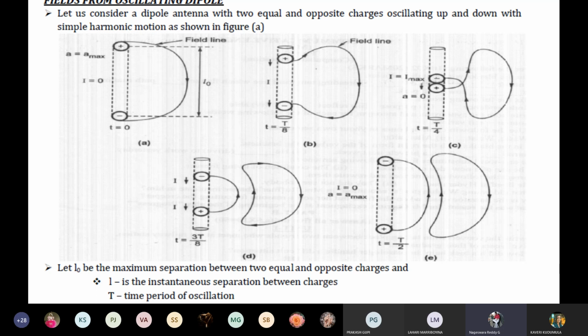So what is the need of an oscillating electrical dipole? You can transmit, radiate, or receive electromagnetic energy. This is the need of the oscillating dipole. These are the conditions for the electromagnetic wave released from the dipole: at t = 0, t = T/8, t = T/4, t = 3T/8, and t = T/2.